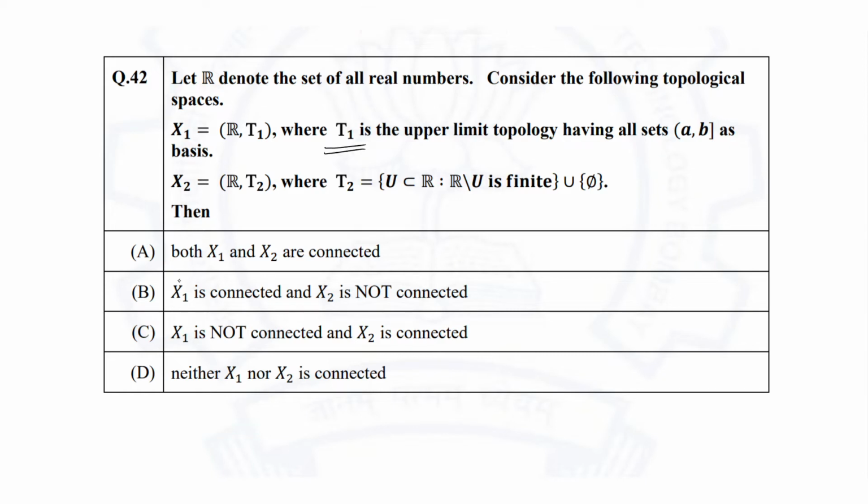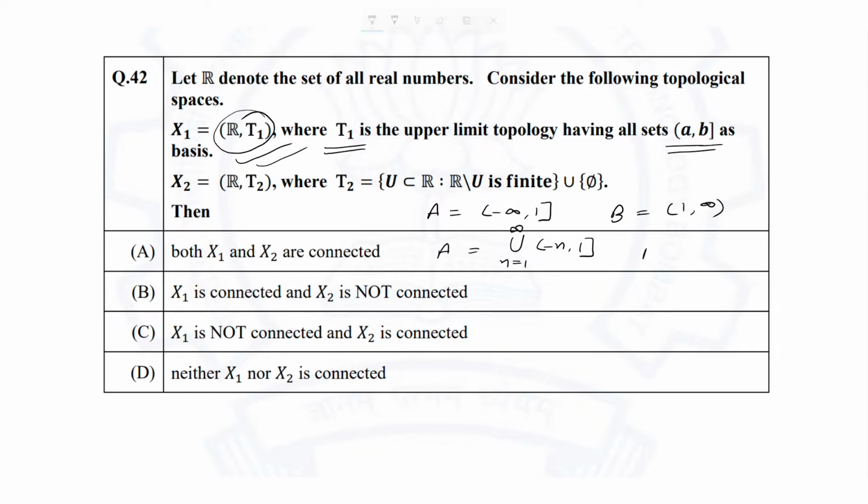So for X1, our first topological space is R with T1, where T1 is the upper limit topology, meaning that every open set in this topology is a union of elements of this type. So let us consider A equals minus infinity to 1 closed, and B equals open 1 to infinity. We have to see whether these two sets are open in this topological space or not. So clearly we can write A as the union over n equals 1 to infinity of (minus n, 1], and B as the union over n equals 2 to infinity of (1, n).